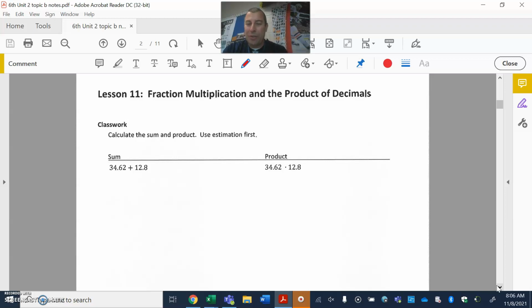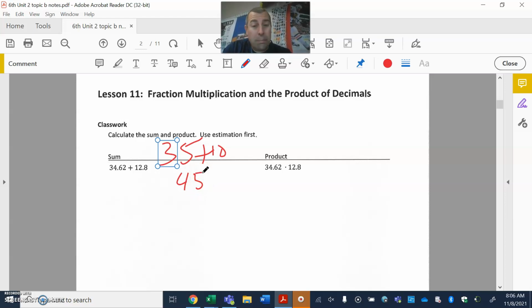When it comes to estimation, we just make them nice numbers to work with. 34.62, it's kind of like a 35. We like numbers that end in 0 and 5, easier to work with. The 12.8, let's make it a 10. People, it's estimation. As long as we're in the neighborhood, we're okay. So when we add them together, we should get an answer somewhere around 45.